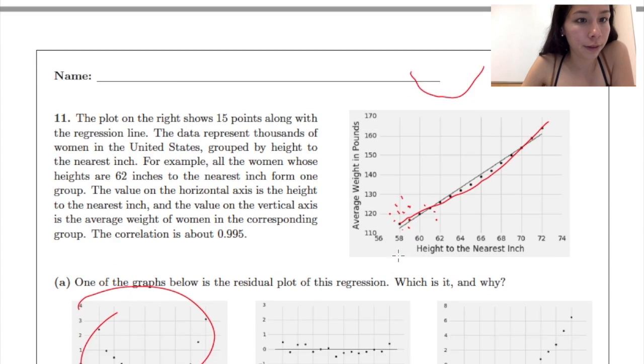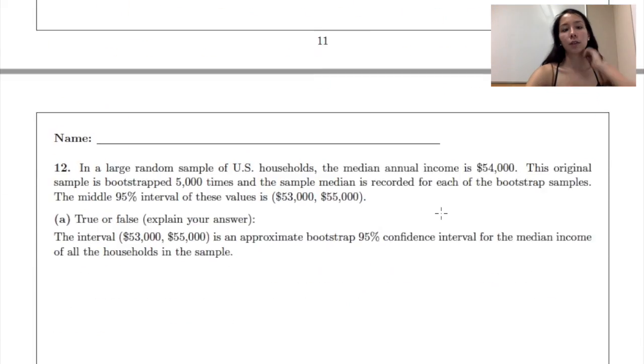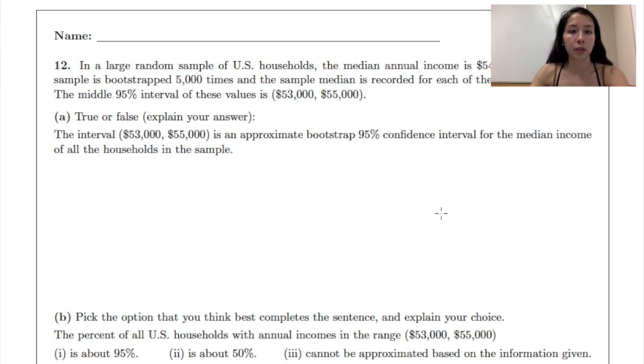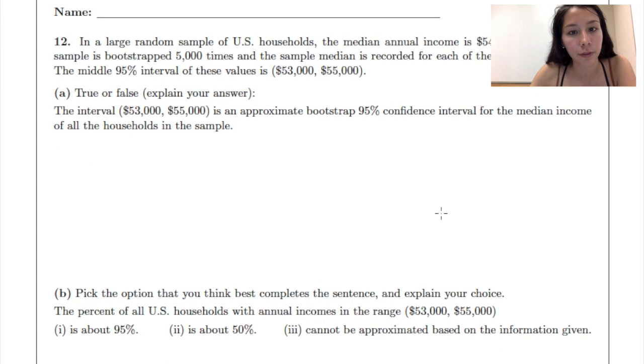Moving on to number 12. In a large random sample of U.S. households, the median annual income is $54,000. The original sample is bootstrapped 5,000 times, and the sample median is recorded for each of the bootstrap samples. The middle 95% of these medians is 53,000 to 55,000.